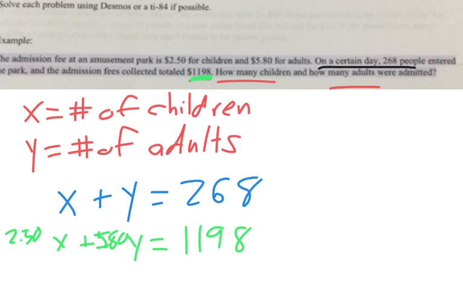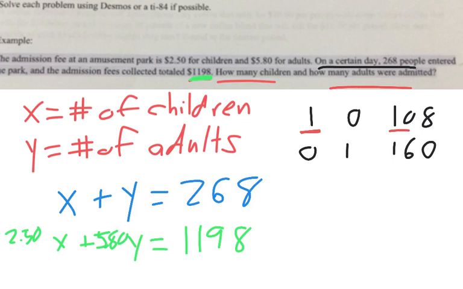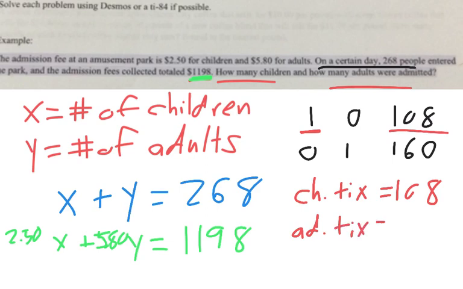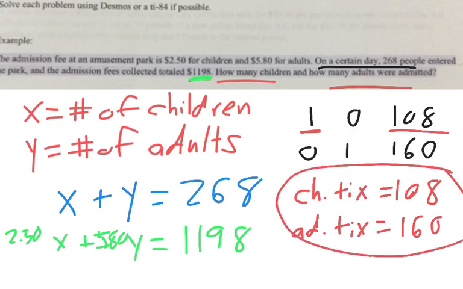And so I found my matrix was 1, 0, 108, 0, 1, 160. This tells me what? The X value needs to be 108. So children's tickets was 108. And then adults tickets was 160. I don't know why these adults are going to theme parks, acting like it's for them.